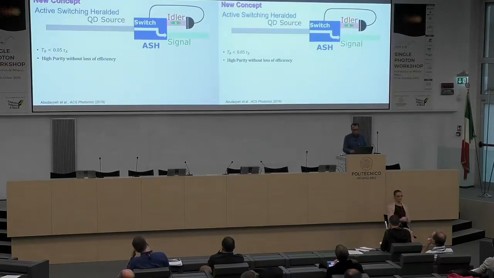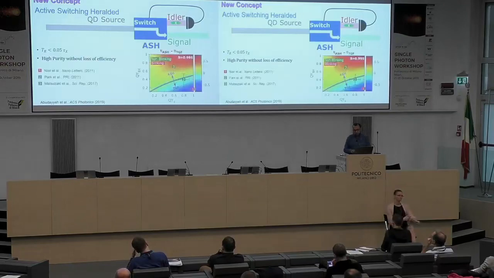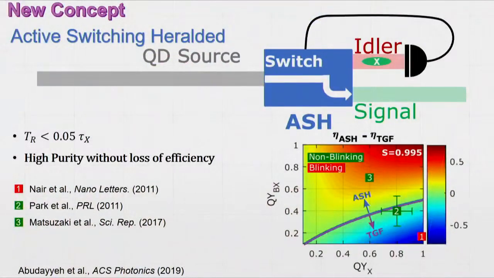In order to make a fair comparison, we drew a sort of phase diagram where you have the exciton quantum yield and the bi-exciton quantum yield. What you see here is that when you're below this line, the time-gated filtering is better. When you're above this line, the heralded methods are better. And these are examples of nanocrystal quantum dots with different quantum yields, and you see that we're already in the region where the heralded methods are relevant.